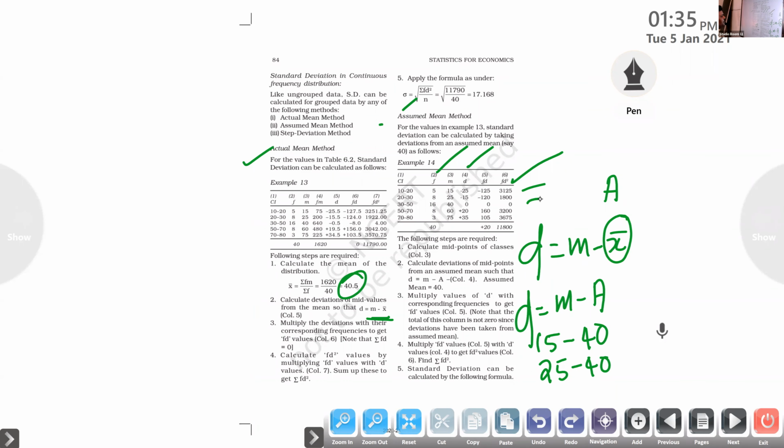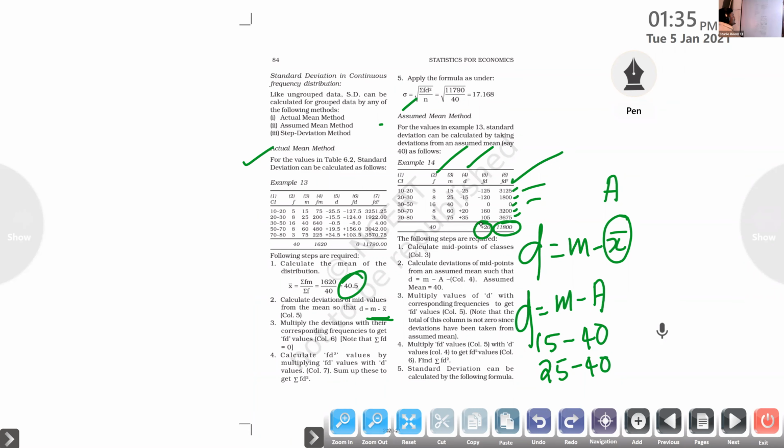Clear? Calculate the midpoints of classes, first step. Calculate the deviation of the midpoints from the assumed mean, such that D is equal to M minus A. We got it as 40. Okay, the assumed mean is 40 here. So we got this number, D deviation. Next, multiply F into D to get the FD values. Then sigma FD and sigma FD square. Calculate all these values together. Sigma FD is 20. Sigma FD square is 11800.